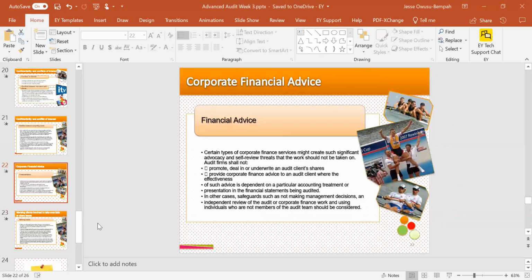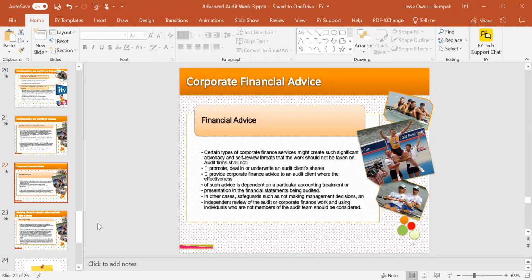So there's something we call corporate financial advice. There are certain types of financial services that may create threats to independence, things like advocacy and self-review threats. You want to watch it very carefully when it comes to corporate financial advice.